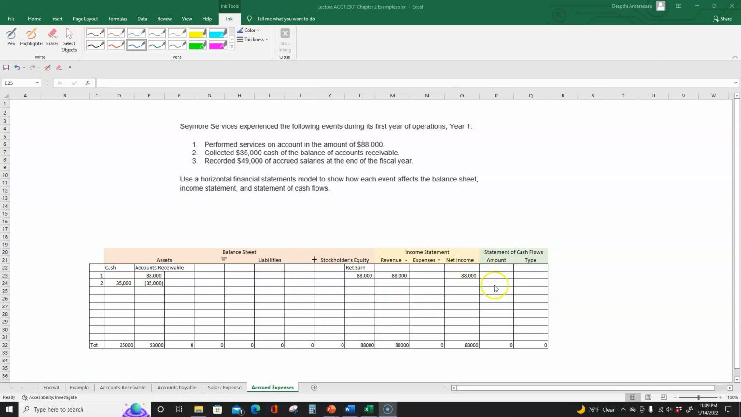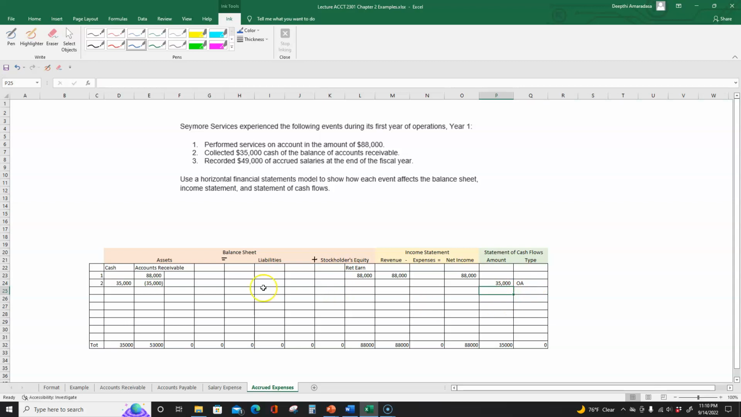Now let's look at the statement of cash flows. Is the statement of cash flows affected by this transaction? Yes, we had cash, therefore the statement of cash flows is affected. We had $35,000 cash coming in, so it's a cash inflow. And what type of activity is it? This $35,000 was collected from customers for earning revenue, so therefore that's a day-to-day activity and we call that an operating activity.